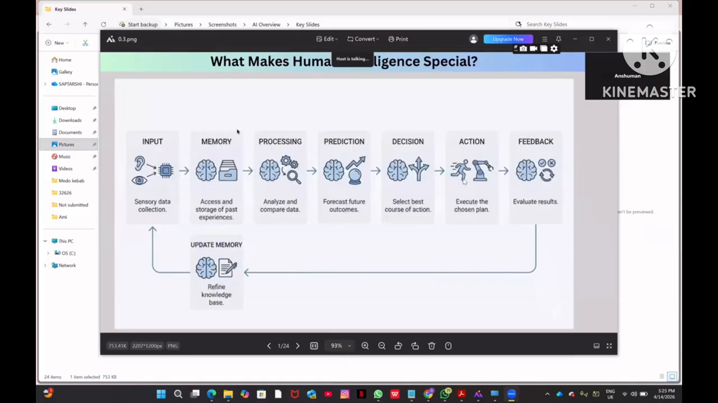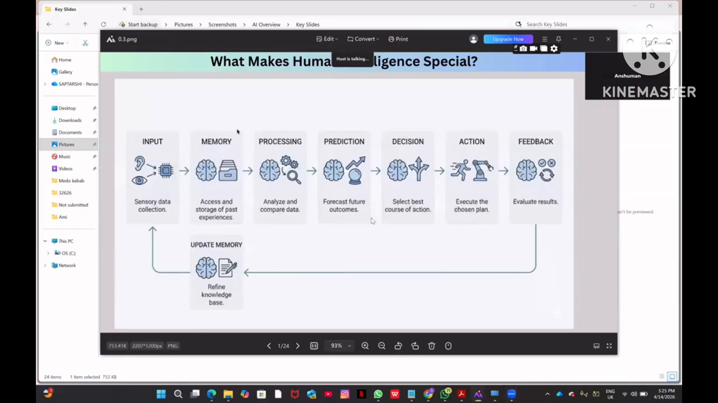So the first thing is that we discussed human intelligence, where we know that the machine should have similar things like human: input, memory, processing, prediction, decision, action, feedback, and by that the machine learns. So that is what we have learned.